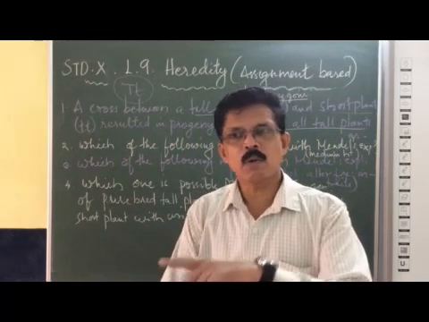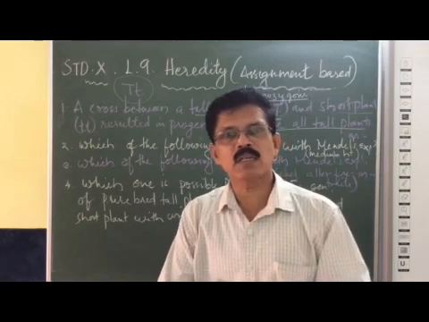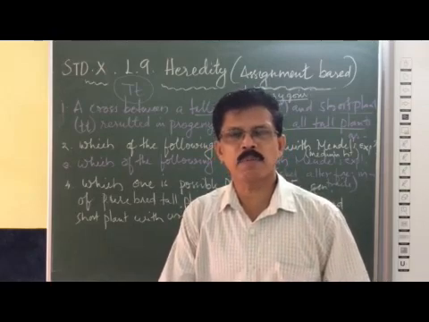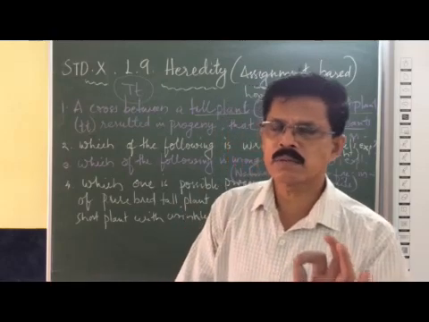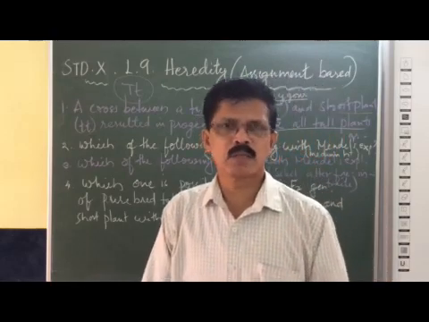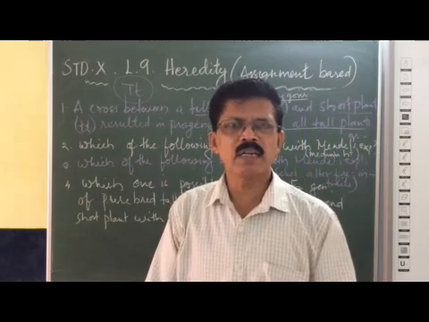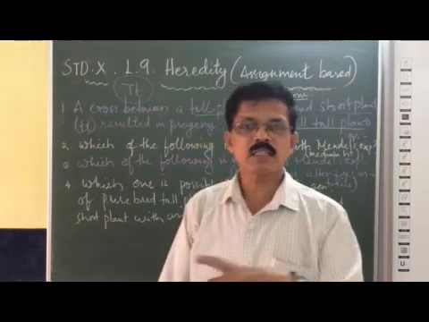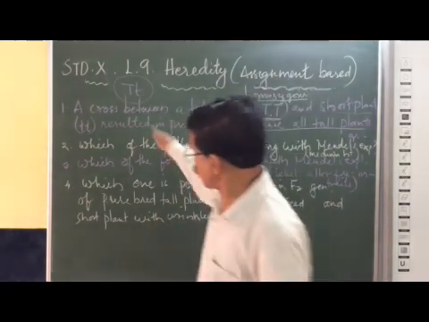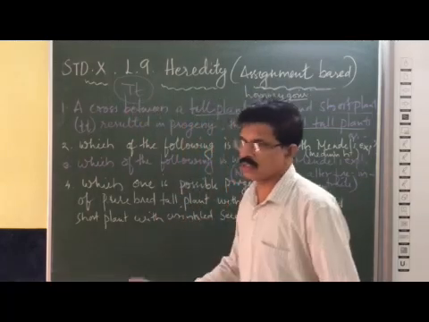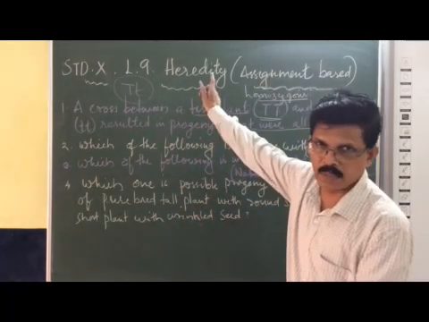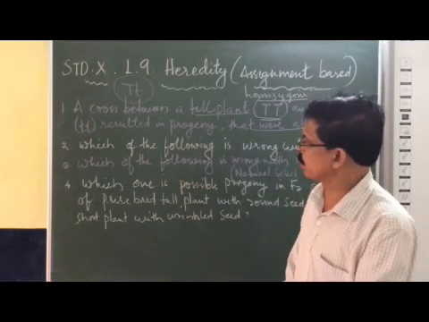When capital T and small t combine together, the capital T only will be expressed. If capital T is not there, when both the genes are small t, then it will be recessive. So there is no medium condition in capital T, small t. When capital T, small t come together, there is no medium. So medium height is not there in Mendel's experiment. Keep in mind, this is a very, very important point.